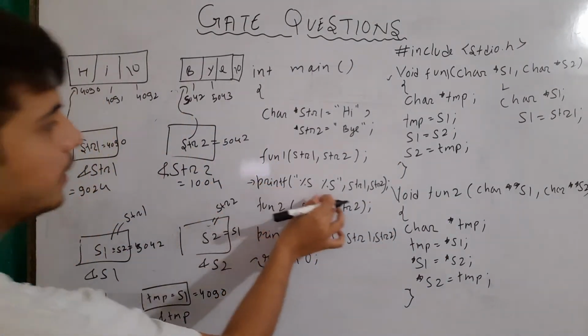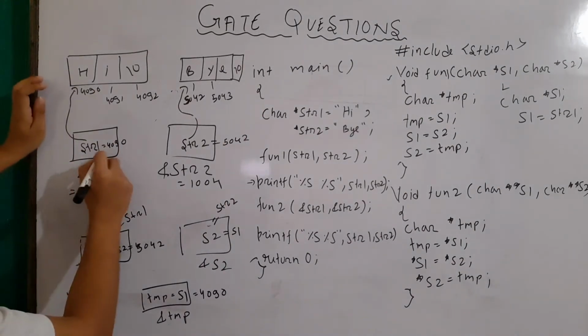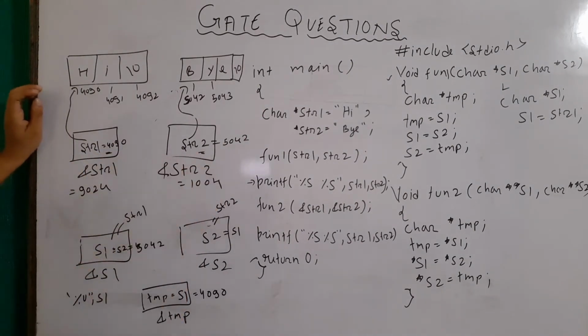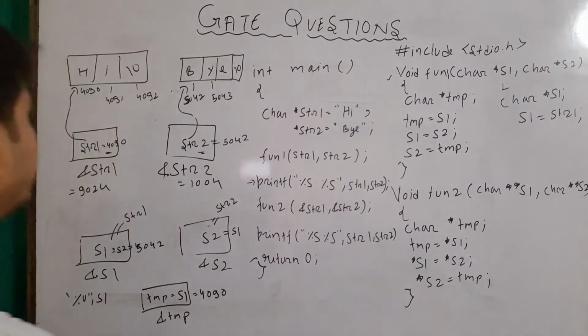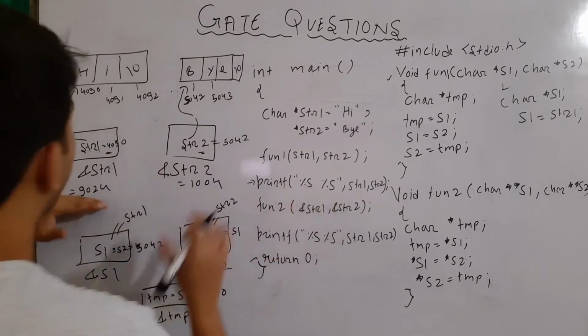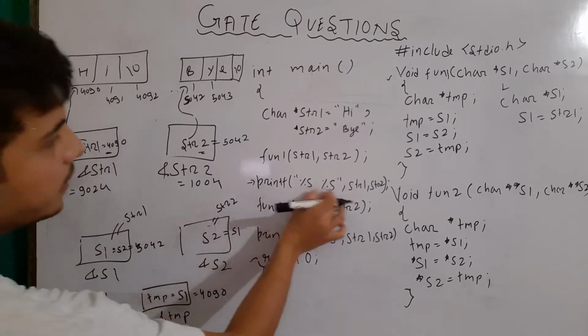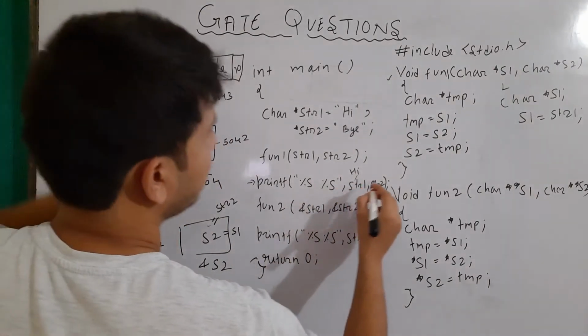Now it is written %s, str1 and str2. If you see here, no changes are performed in this location. Only temporary changes in the additional variables have been done, but in the actual variables no changes have been done. So printf %s str1 will give us output as hi and this will give us output as bye, right?